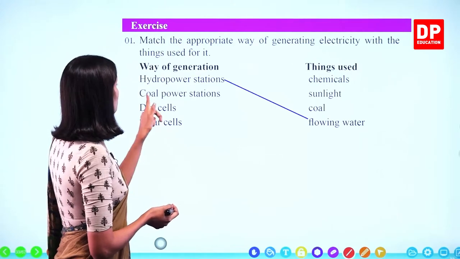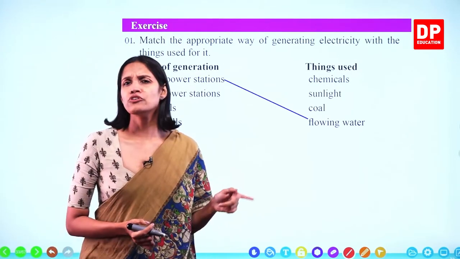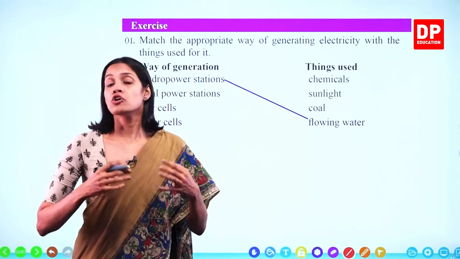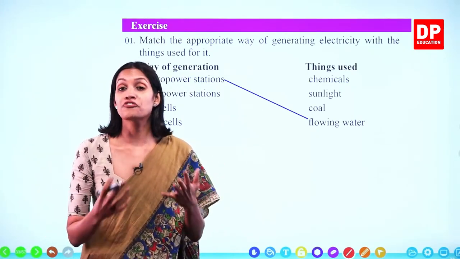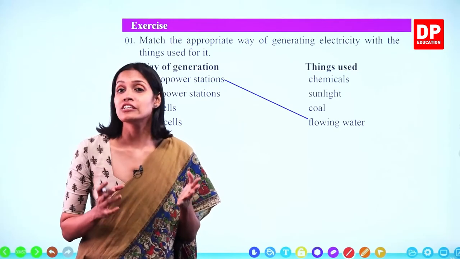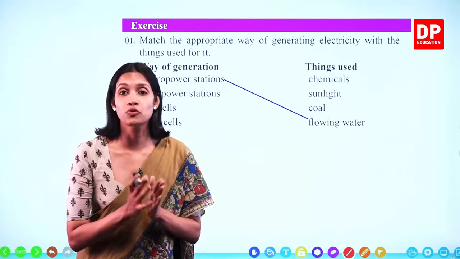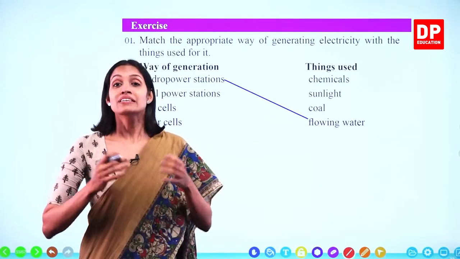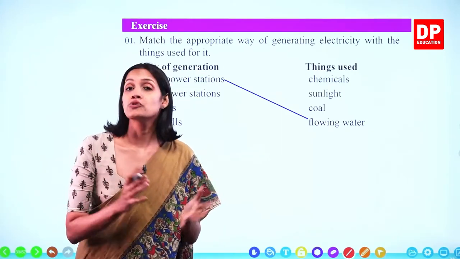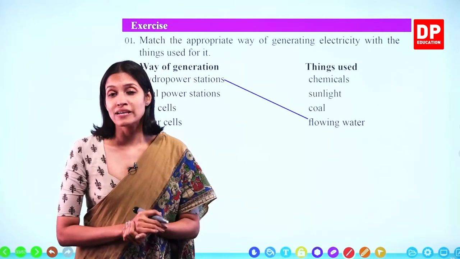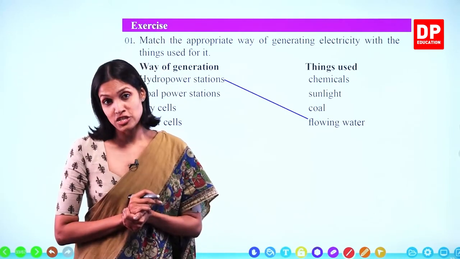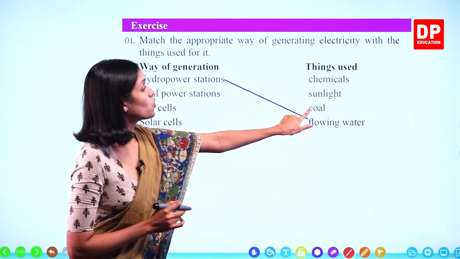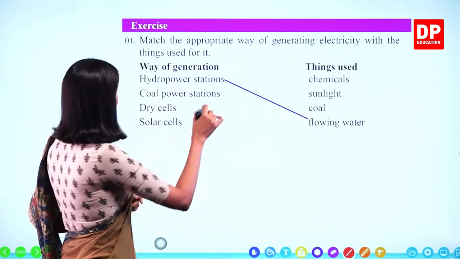Next one. Coal power stations. Do you remember how electricity is generated in coal power plants, children? Coal is burned and a large amount of heat is obtained, and that heat is used to heat a large amount of water, and here steam at high pressure is produced. The steam at high pressure is used to rotate the turbines, and thereby electricity is generated. Okay, so coal power stations, coal is used, right?